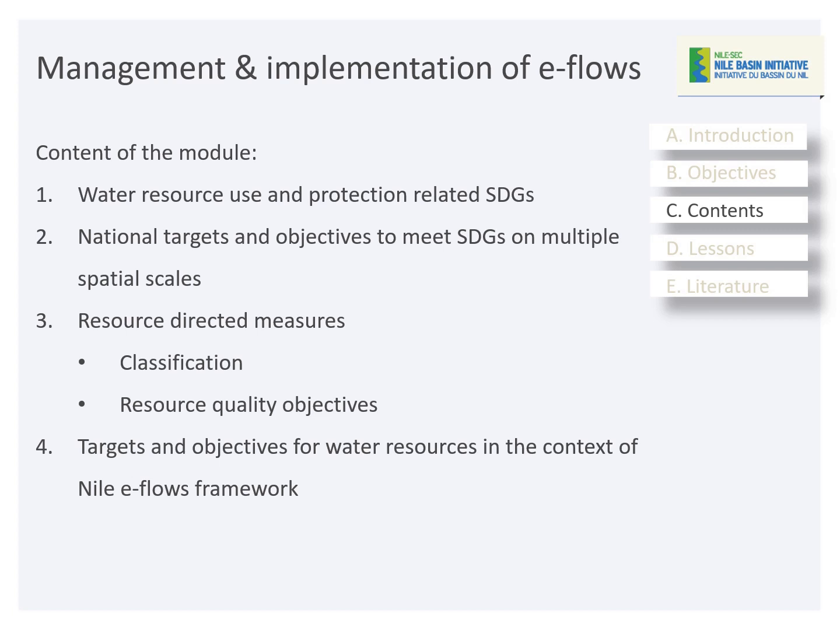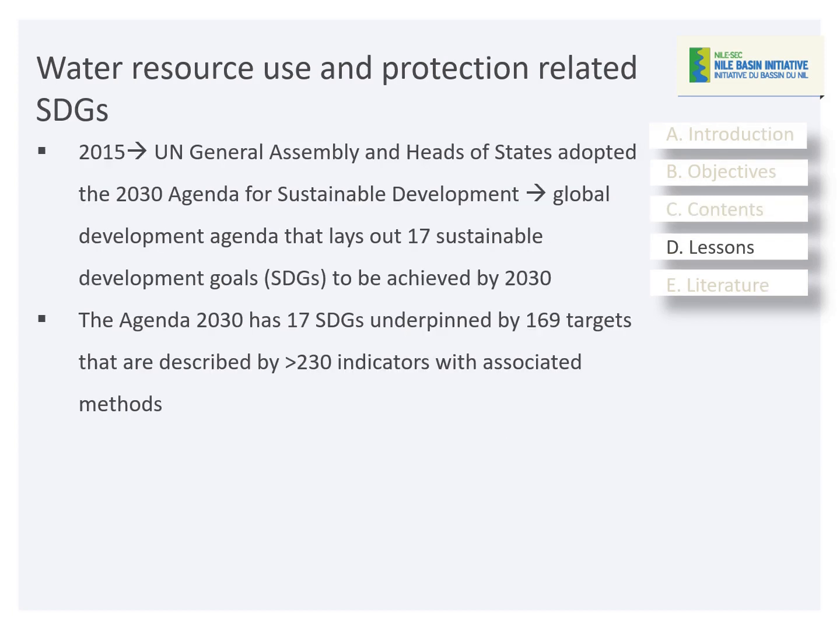So we're going to look at resource-directed measures, and in particular the classification of resources and the determination of resource quality objectives that finally result in gazetted objectives or targets, and how those targets then contribute to meeting sustainable development goals. Finally, we're going to look at targets and objectives for water resources in the context of the Nile Eflows framework. To start, let's look at sustainable development goals.